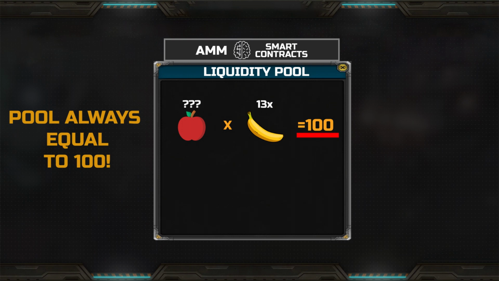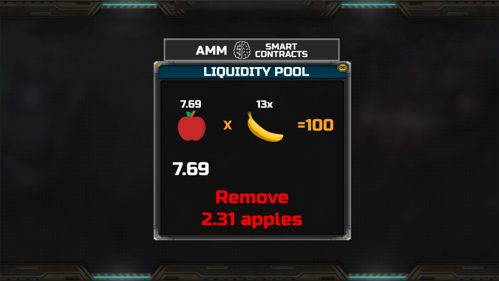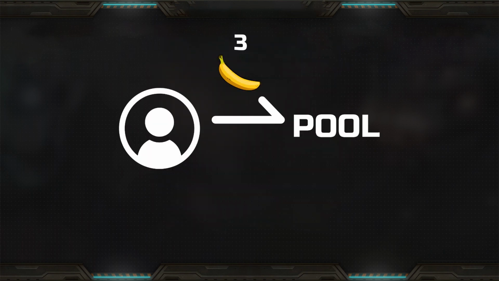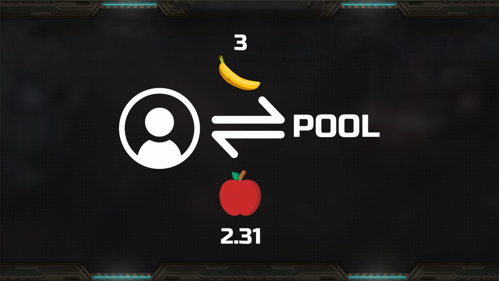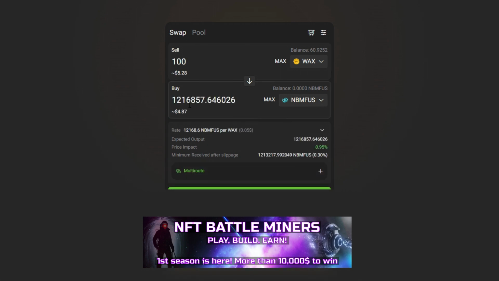Solving this problem is really easy. The only option for the pool to remain equal to 100 is if the number of apples is equal to 100 divided by 13, or 7.69. Thus, we need to remove 2.31 apples from the pool for the system to work. Hence, for giving 3 bananas to the pool, the farmer received 2.31 apples from the pool. In other terms, the farmer swapped 3 bananas for 2.31 apples. And this is exactly how liquidity pools work and how AMM keep the system balanced.